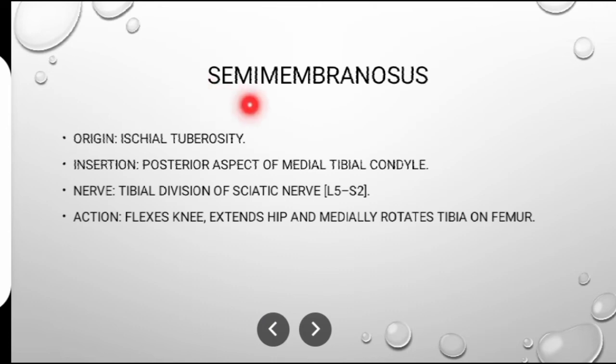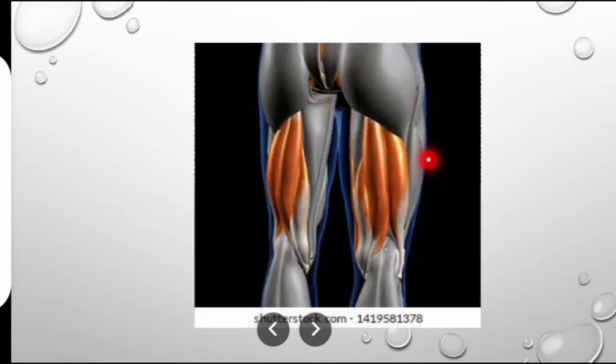Now, semimembranosus. Its origin is from the ischial tuberosity, insertion, posterior aspect of medial tibial condyle. Nerve supply, tibial division of sciatic nerve. Action, knee flexion, hip extension, and medial rotation of tibia on femur. This muscle is the semimembranosus muscle. It is involved in hip extension, knee flexion, and medial rotation of tibia.